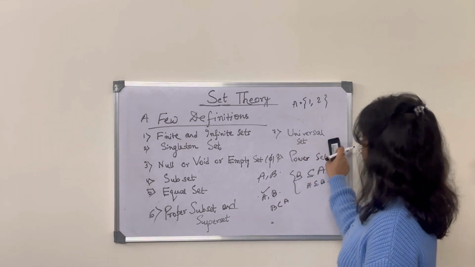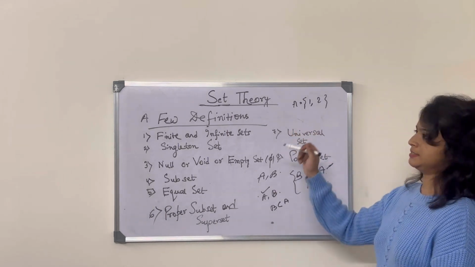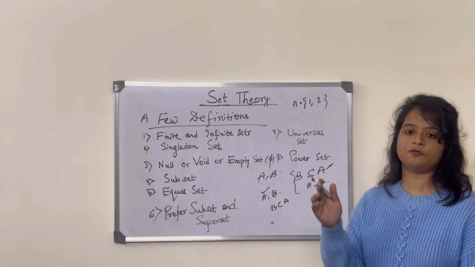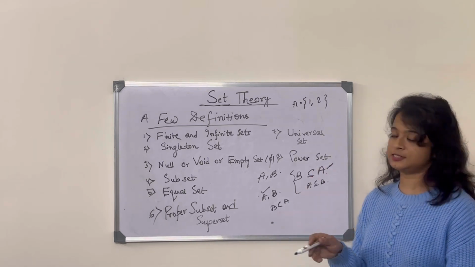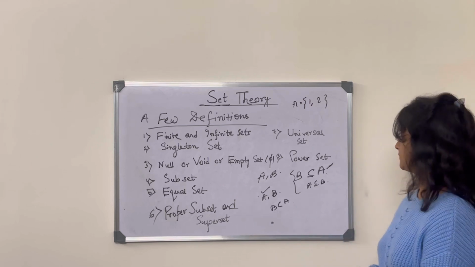Next, universal set. The universal set is the biggest set. Like if we consider the set of all integers, set of all natural numbers, set of all rational numbers, then obviously the set of all real numbers is the universal set of those sets.